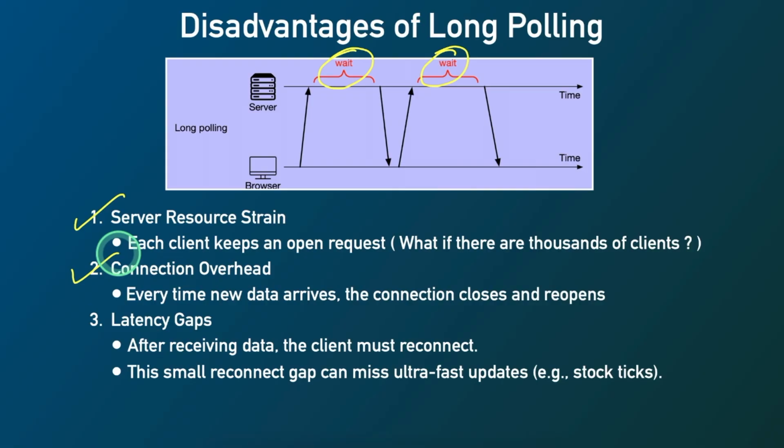The third disadvantage is really important, and that is the latency. Once you get the updated data, the server responds back with the updated data, but the client also has to reinitiate another connection. This small reconnection gap can miss ultra fast updates, something like stock values, which change very fast, right? So there is a considerable amount of latency because connections are closed and reopened. If you look at some other techniques like WebSockets, the connection is persistent, it remains open, and we have less latency. But in long polling, the connections are closed and reopened, which results in some amount of latency, which is not suitable for certain applications.